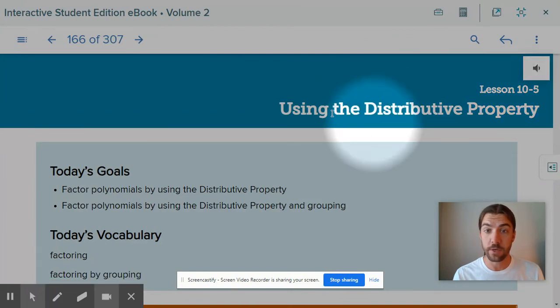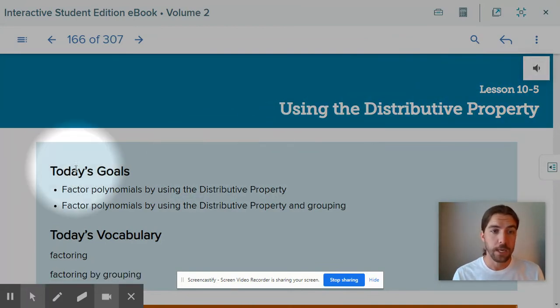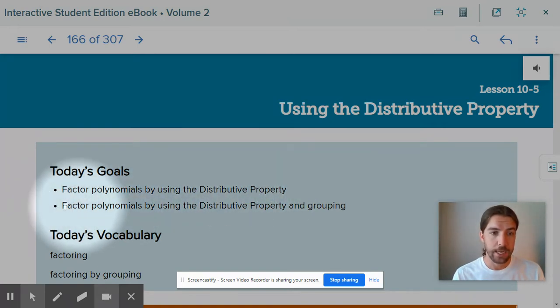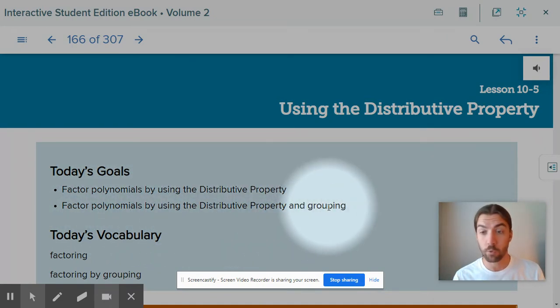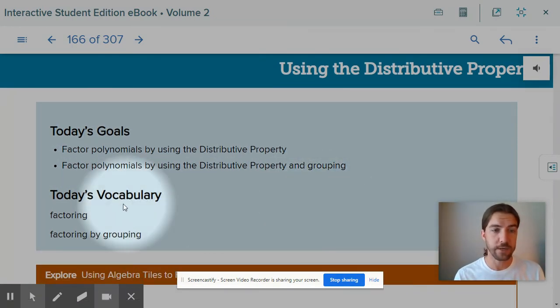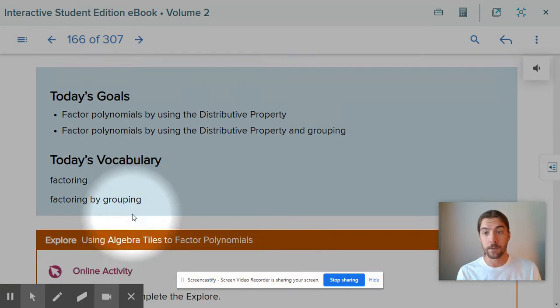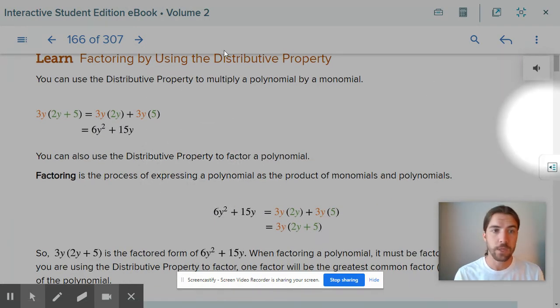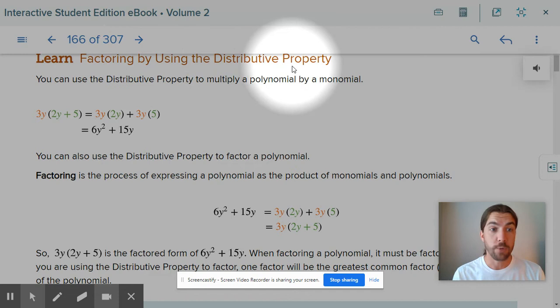Okay, so lesson 10.5, using the distributive property. Today's goals: we're going to be factoring polynomials by using the distributive property, and we're also going to factor polynomials by a technique called grouping. Today's vocabulary, therefore, is factoring and factoring by grouping. Okay, so let's look at our first section here: factoring by using the distributive property.